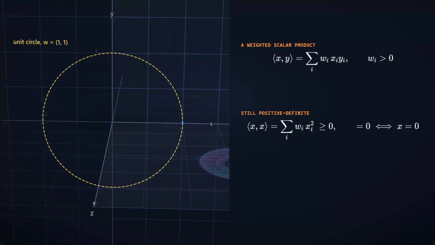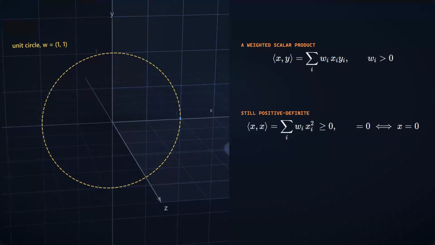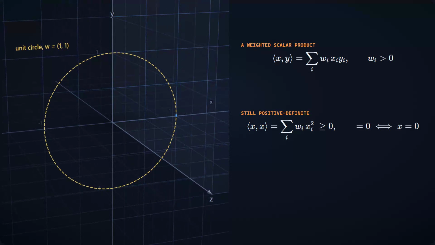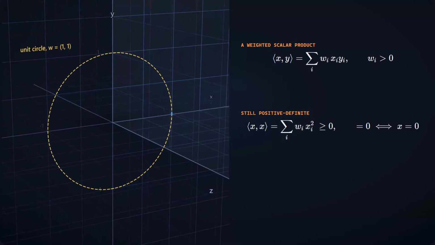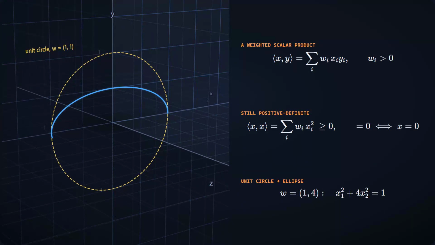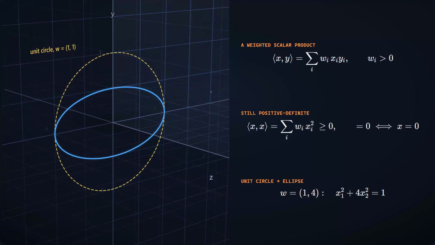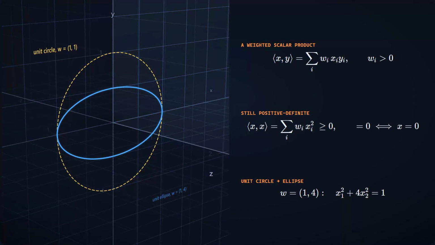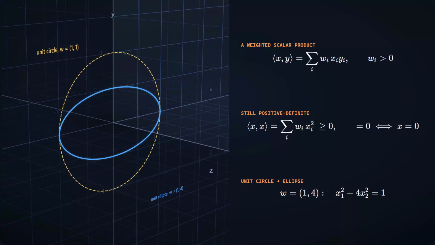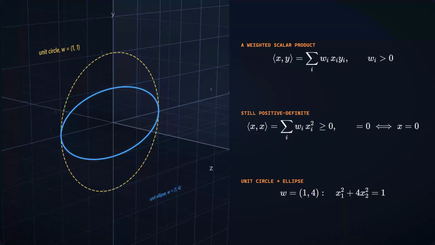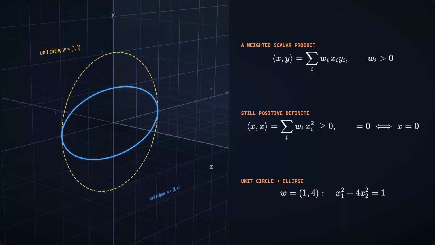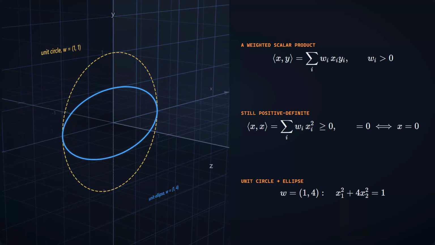What does weighting do to the shape of the space itself? It reshapes what length 1 means. Put weight 4 on the second coordinate, and the y direction costs more, so the set of unit vectors is no longer a circle, it's an ellipse squashed in y. Same 3 rules, a brand new geometry. Turn the weights, and you've changed the very meaning of distance and angle.